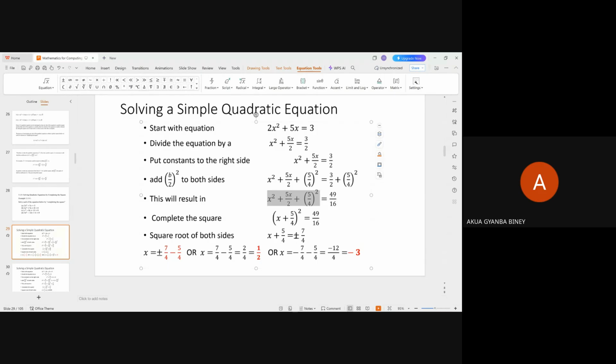And then, mostly that can be your answer, or truly make x the subject. So take the 5 over 4 to the other side, and then you can go ahead and simplify. Where your 7 over 4 is positive, you get 1/2, or where your 7 over 4 is negative, you simplify and you get -3.